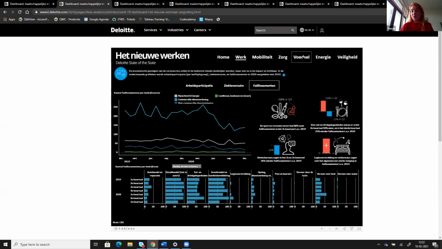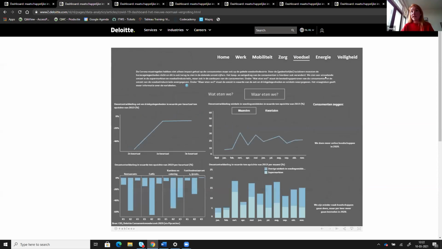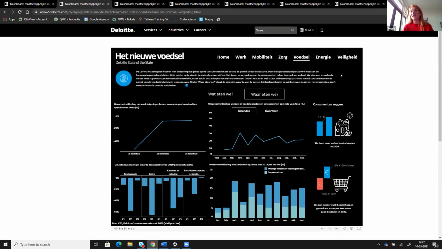Something else we looked into was the food sector. What we might all be missing is going to restaurants, and I think we're really missing that. That's also what we saw in the data. We have been eating less in restaurants and cafes and have done more groceries, but less frequently. So more groceries at one time, which is indicated over here.